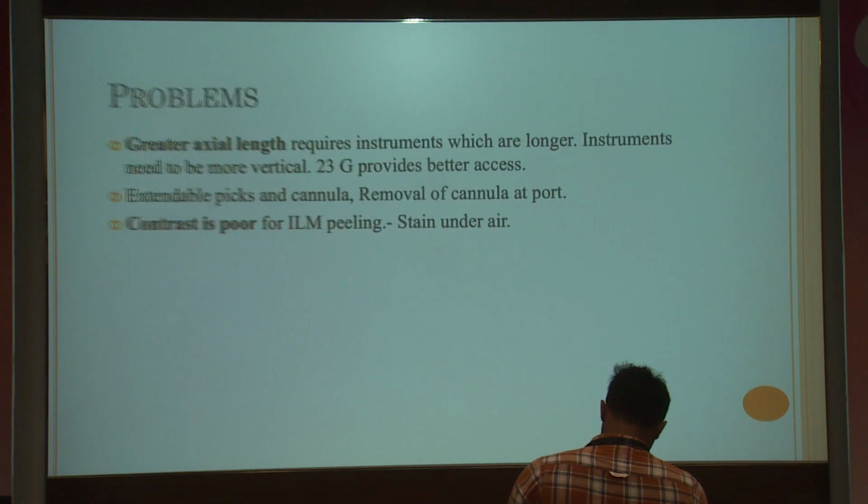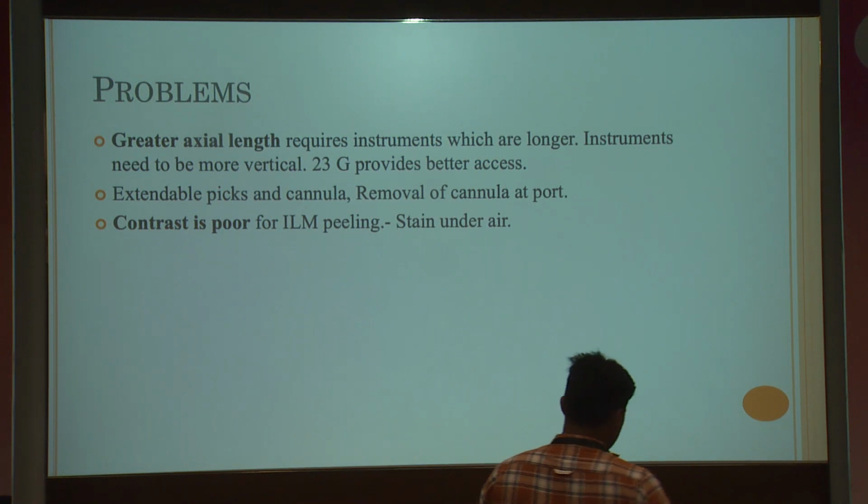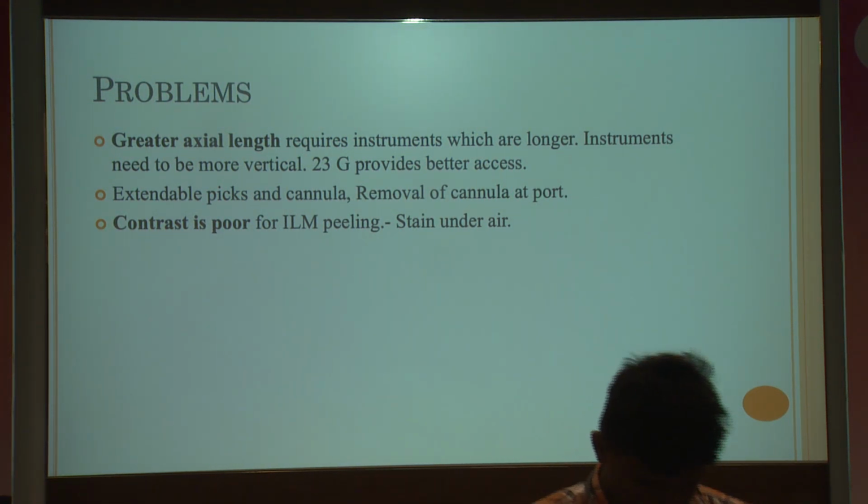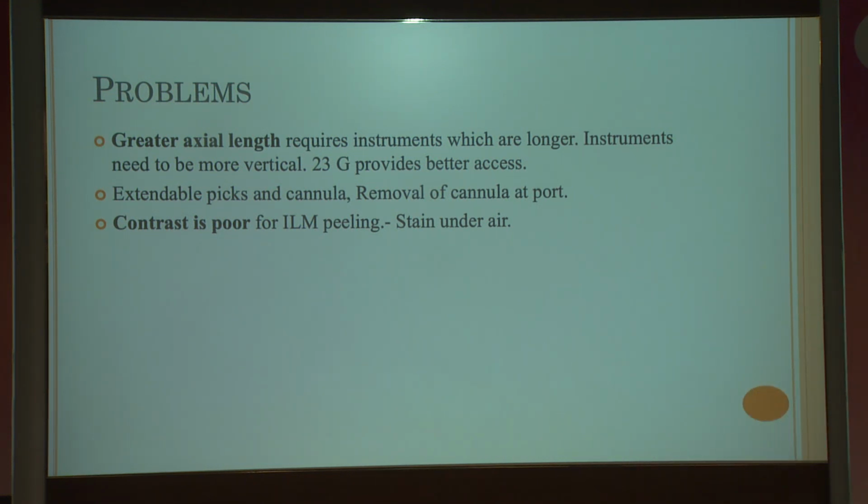Some of the common problems we find is that the instruments required are longer. So you need to be more vertical. Now one should understand that when you do 25 gauge, there is a stiffening sleeve. So what I do to avoid it is I use a 1-port 23 gauge valved cannula, and I use the 25 gauge instrument itself, because that passes through the 23 gauge port, the active port. So that gives me the increased length. Sometimes when you need even more than that, you remove the cannula.